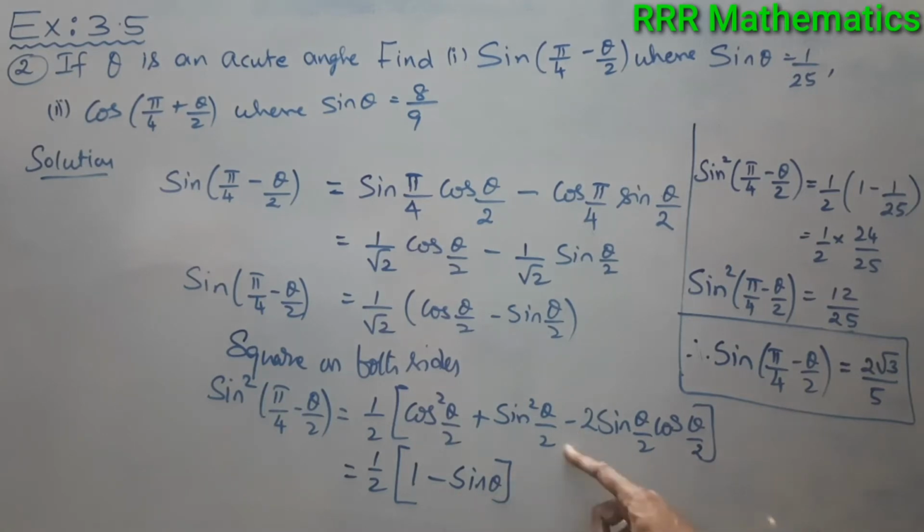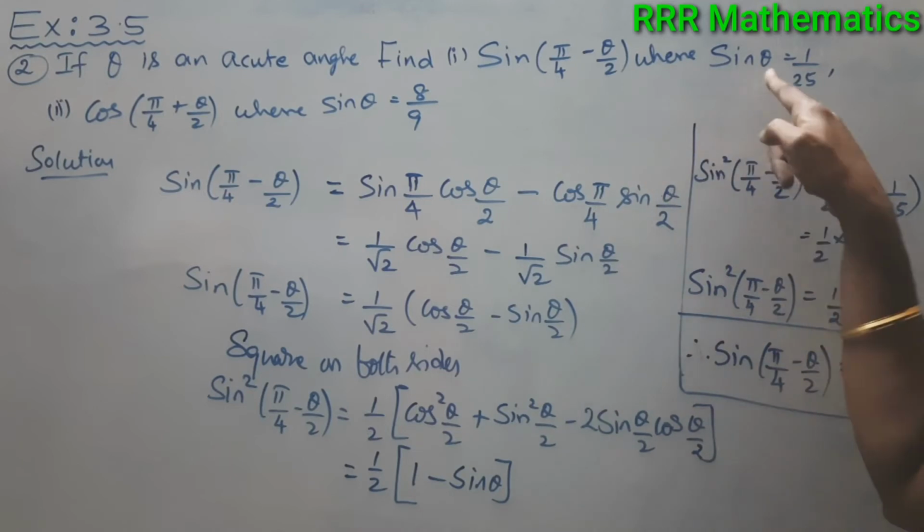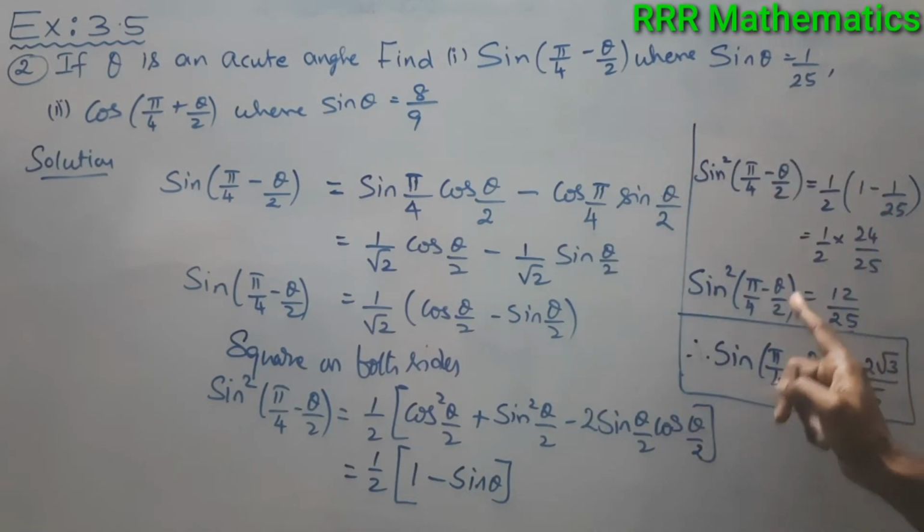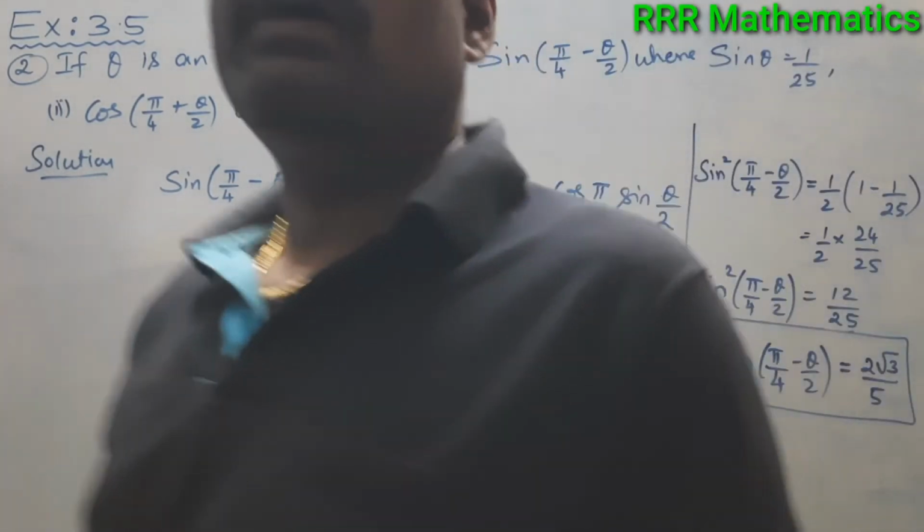That is minus 2 sin theta by 2 cos theta by 2. By using the half angle formula, it will be sin theta. I know the value of sin theta. When you replace it, I will get finally 12 by 25.